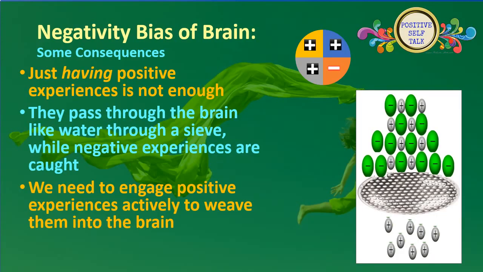Schwartz and others who have looked at this negativity bias say that just having a positive experience is not enough. Having a positive thought is not enough. They pass through the brain like water through a sieve, while the negative experiences are caught. So we have to engage positive experiences and actively weave them into our brain. That would be part of the savoring exercise that you'll be doing.